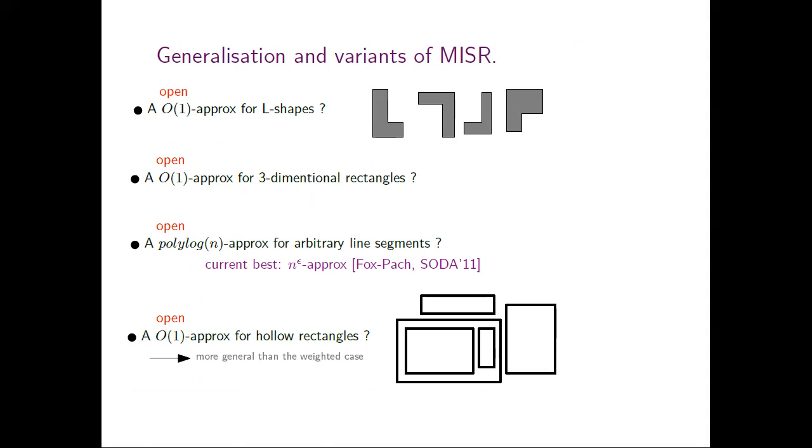What about 3-dimensional rectangles? I don't know what to say. There is also the case of arbitrary line segments. So now instead of 2 directions, they can have arbitrary directions. Then the best upper bound is n to the epsilon. The best algorithm gives this. So even finding a polylog approximation for this case would be an improvement. I don't know what the best lower bound is for this case.